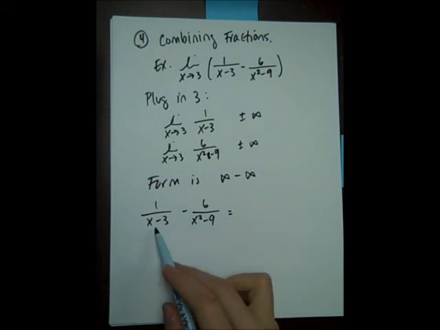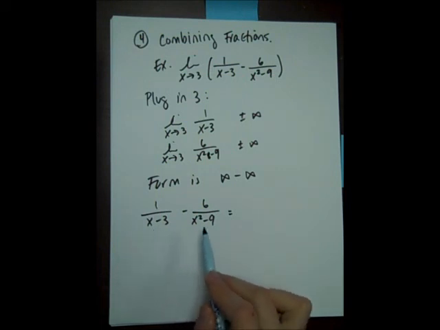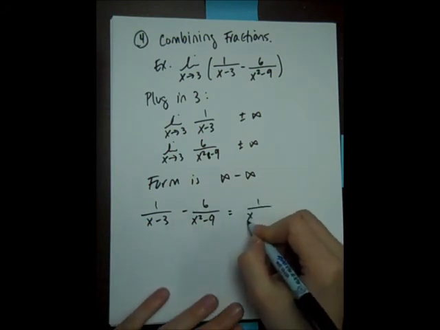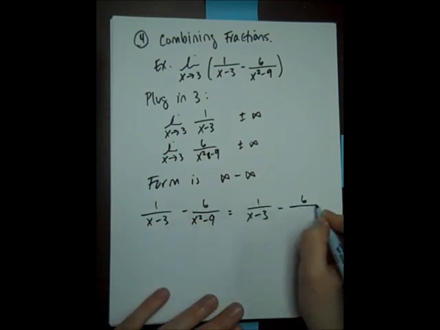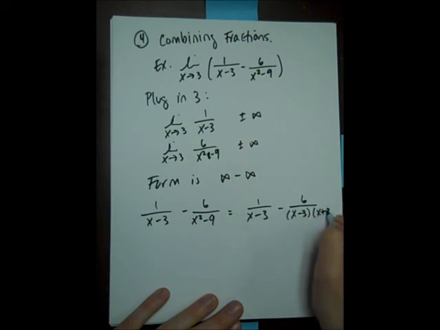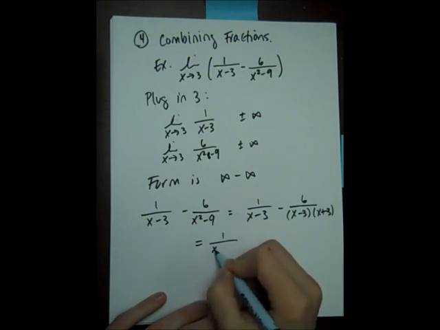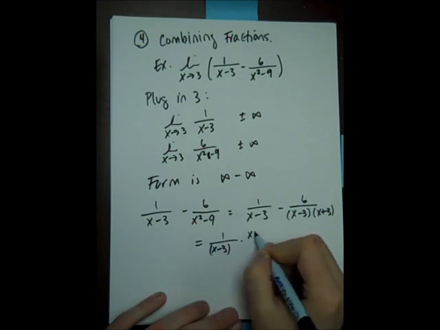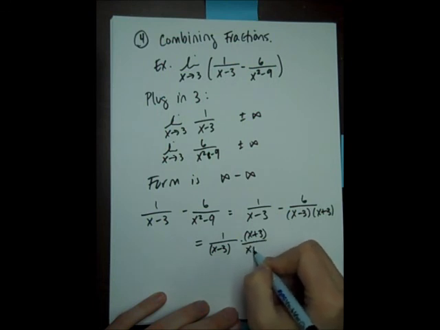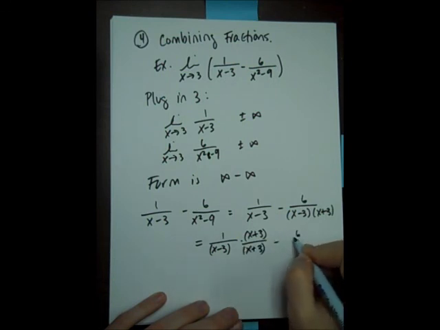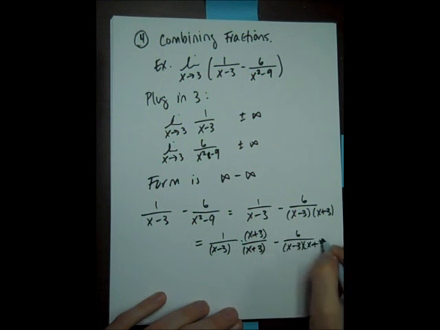I need a common denominator, so maybe I'll try to factor this second fraction first. So x squared minus 9, that's x minus 3 times x plus 3. So if I'm going to find a common denominator, I'll say, oh, this denominator doesn't have a factor of x plus 3. So I'll multiply the whole thing by x plus 3 over x plus 3. And then this one will still be 6 over x minus 3, x plus 3.